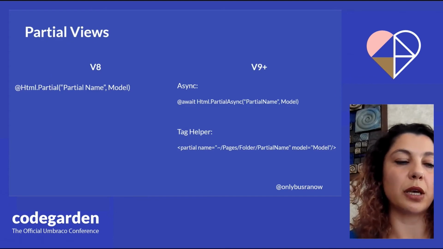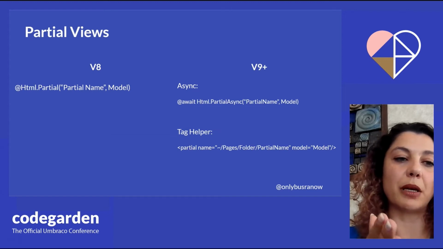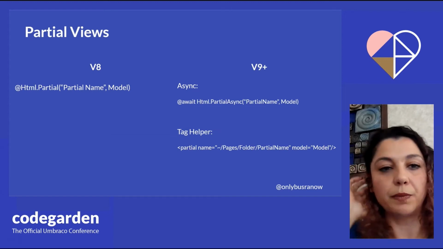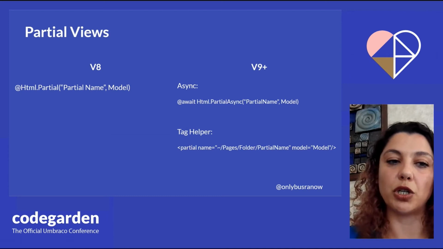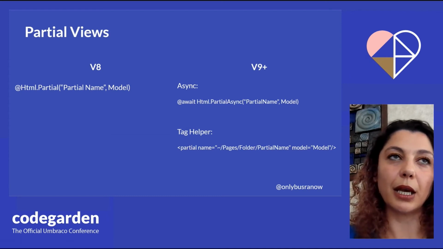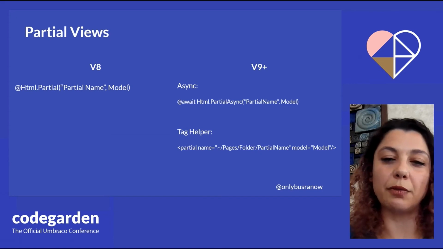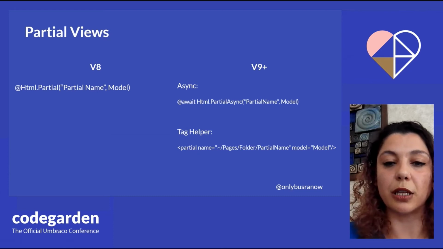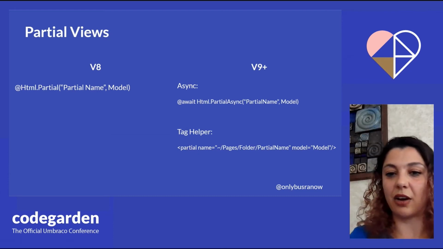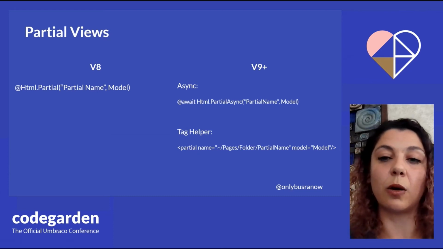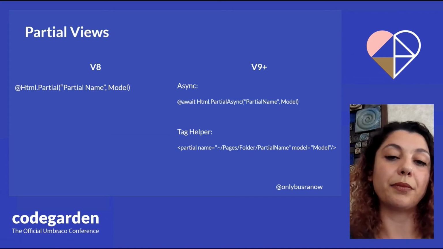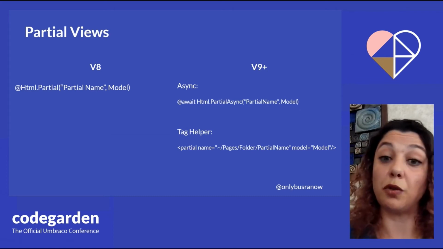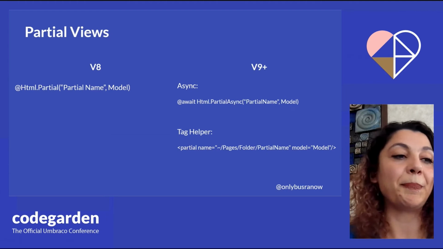Some partial views. This is HTML partial, and your partial name and model, how we did it on version 8. I was creating a version 9 site when it first released, and I had to create some partials, and I couldn't find a way to do it. It's .NET Core, and I was so new in .NET Core. And I went down to view components, which I'm going to come to in a sec.